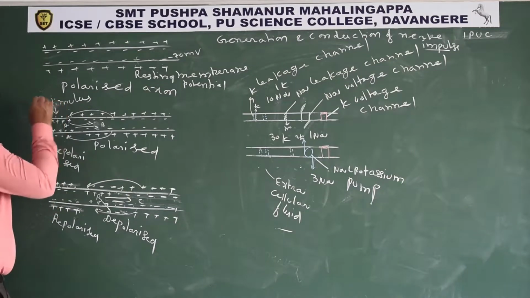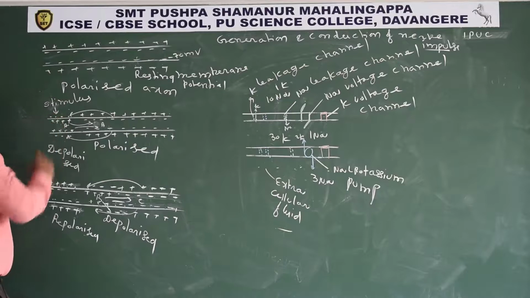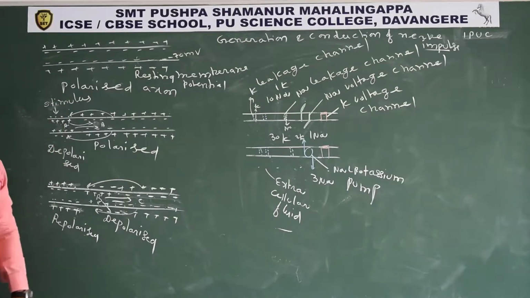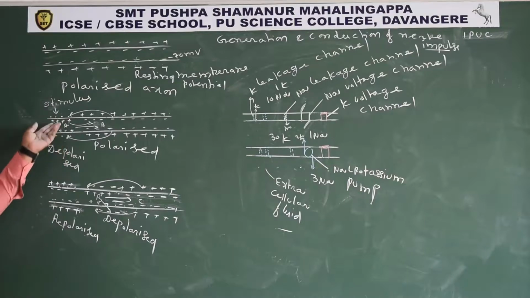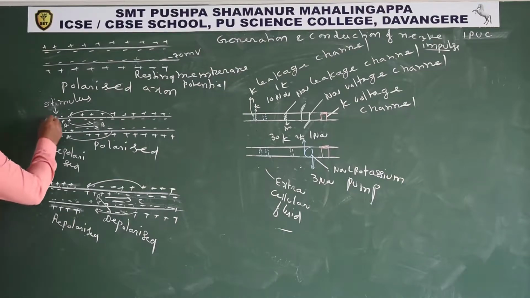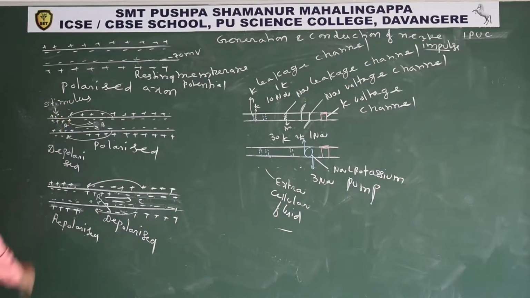Whenever it receives a stimulus, sodium voltage channels open and an abundant amount of sodium enters. Due to the entry of sodium, negative charge decreases. So minus 70 becomes minus 50, minus 40, 0, plus 10, plus 45. The inner surface is plus 45, the outer surface is minus 45. In the depolarized phase, the inner surface is plus 45 and the outer surface is minus 45 millivolts.